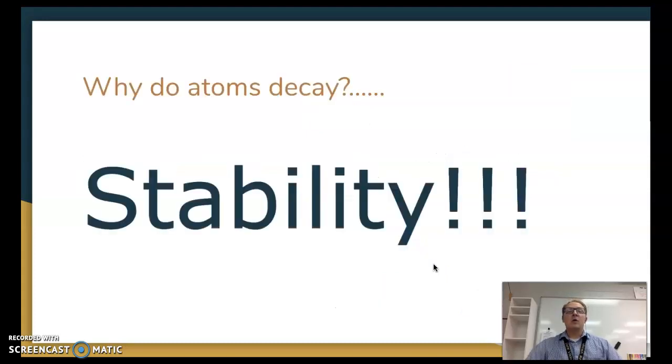All right, so a couple of questions. Why do atoms even decay? Not all of them do, but why would an atom decay? And the answer is very straightforward: stability. Atoms on the periodic table are after stability. They want to be stable, okay? And one of the things they can do to become stable is decay, if they are already unstable.